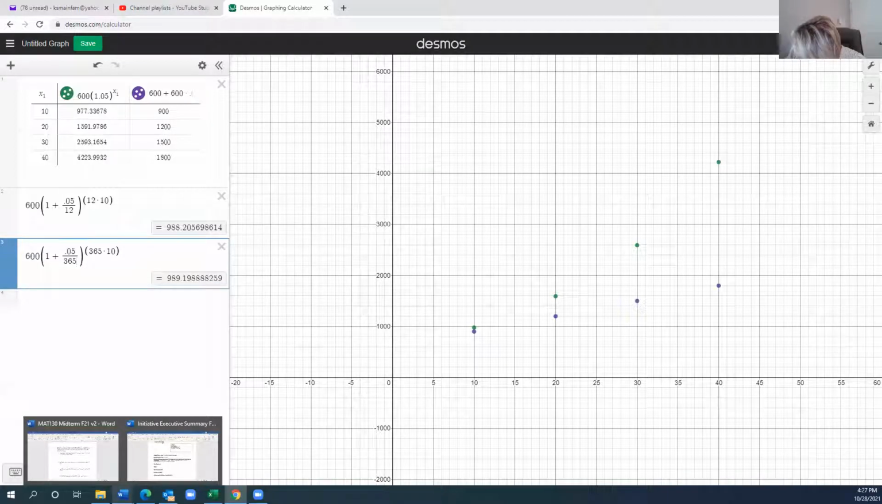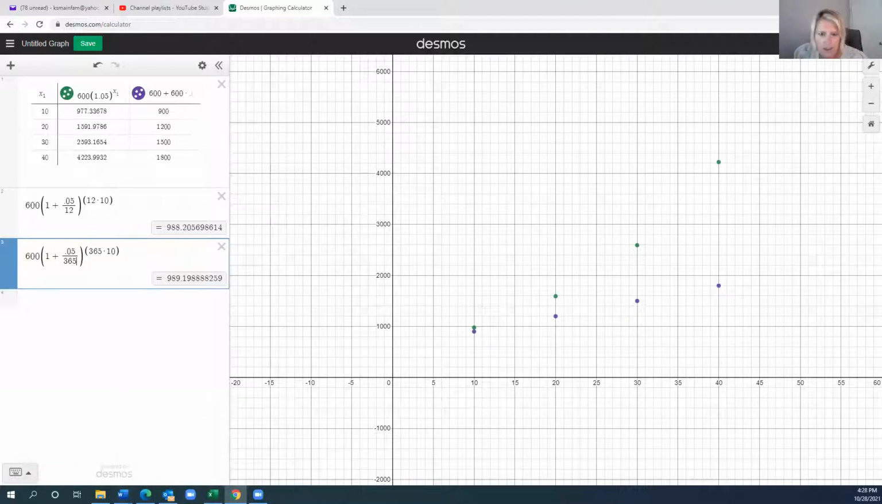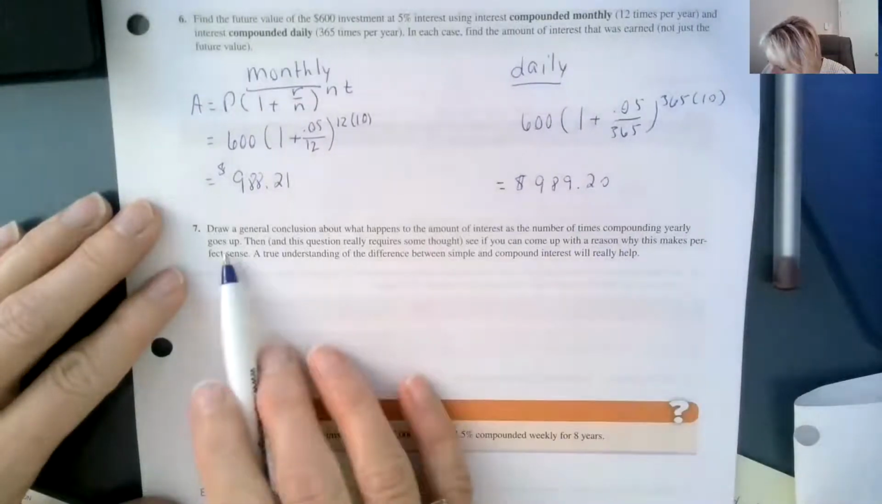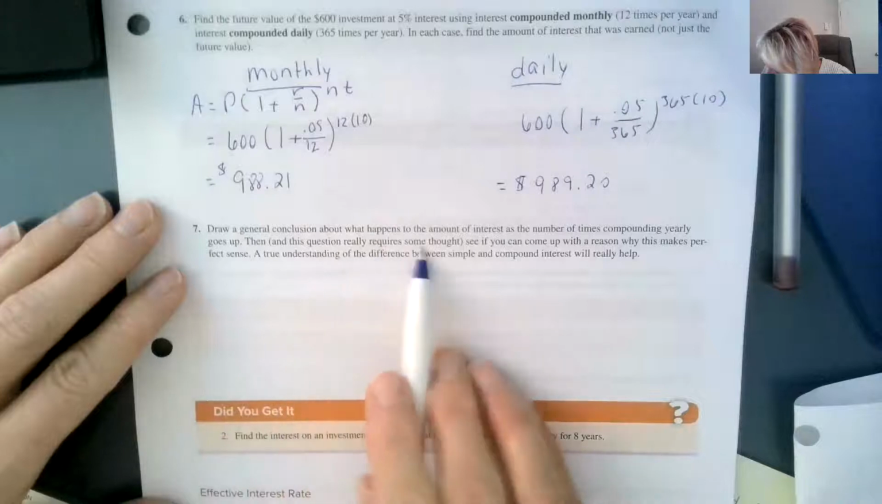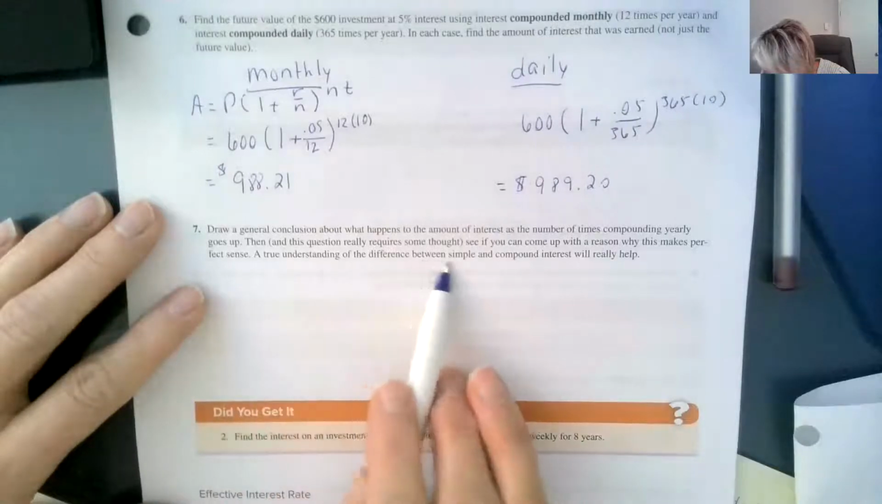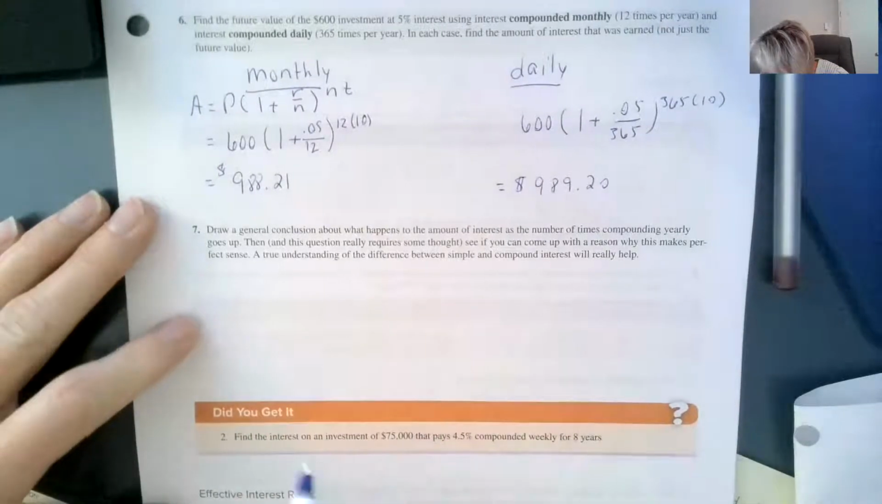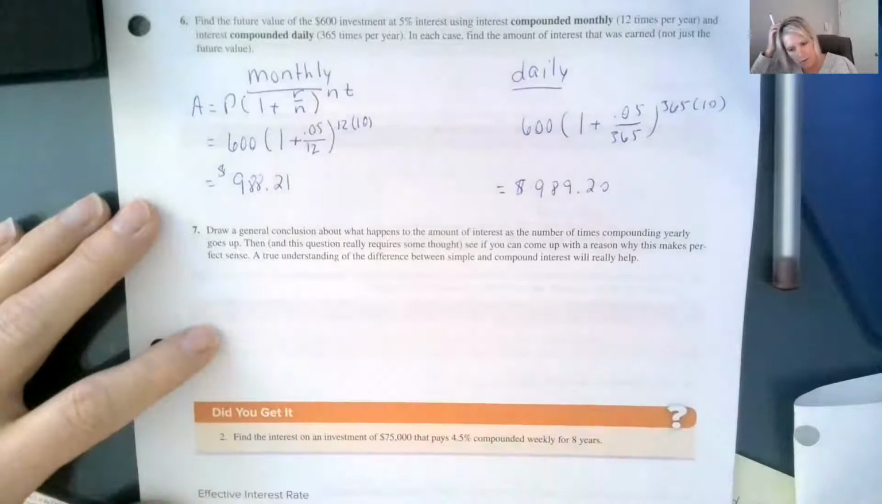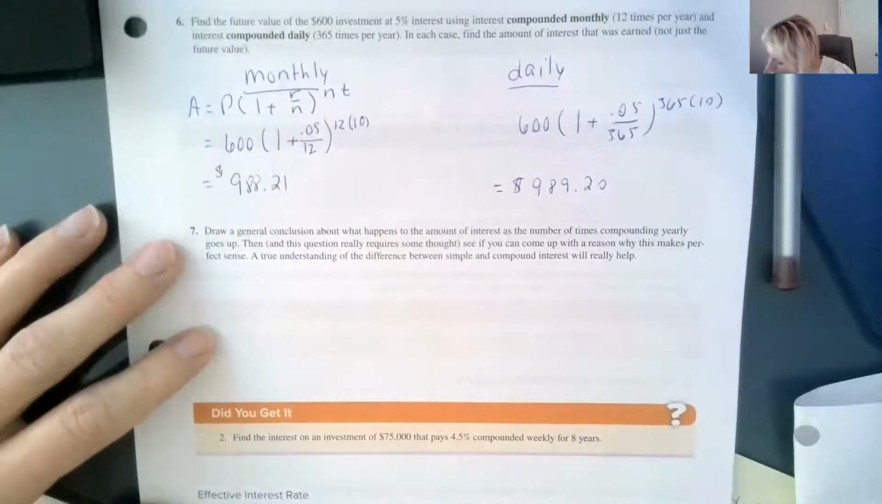So you still are increasing with the increasing number of times you're compounding, except you're not increasing by much. Number 7 says, draw a conclusion about what happens to the amount of interest as the number of times compounding yearly goes up. Then, and this question really requires some thought, see if you can come up with a reason why this makes perfect sense. A true understanding of the difference between simple and compound interest will really help. So draw a general conclusion about what happens to the amount of interest as the number of times compounding yearly goes up.